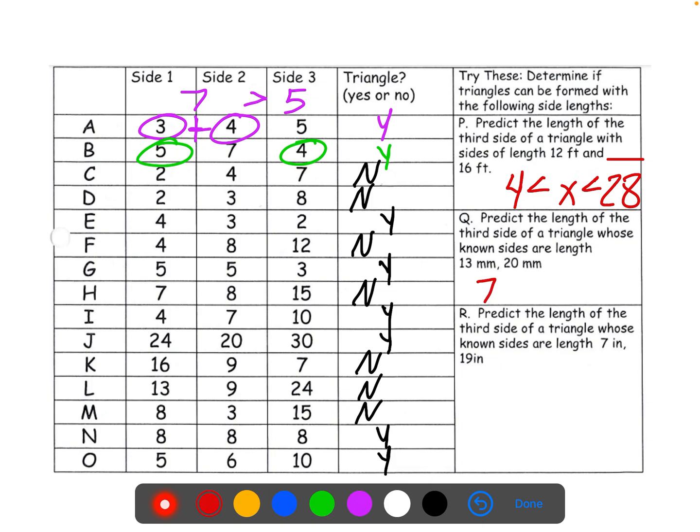20 plus 13 will be 33. And as long as my value is greater than 7 but less than 33, we will have a triangle. Go ahead and try that for our last example, please. And hopefully what you came up with was a value greater than 12 but less than 26.